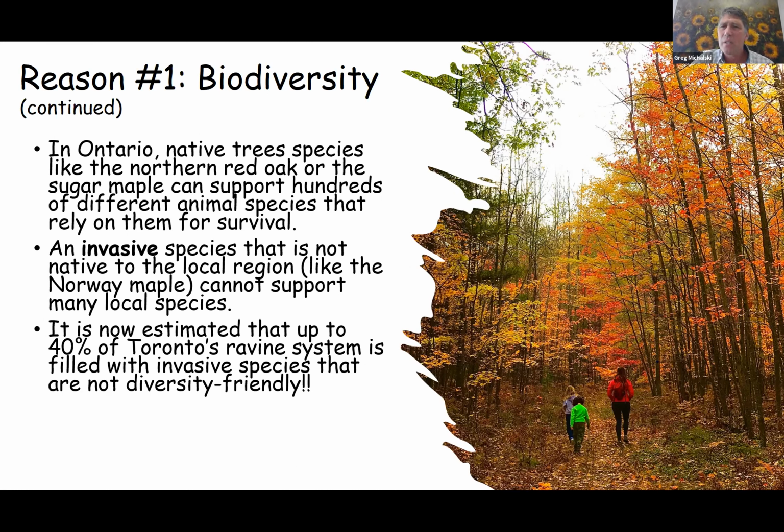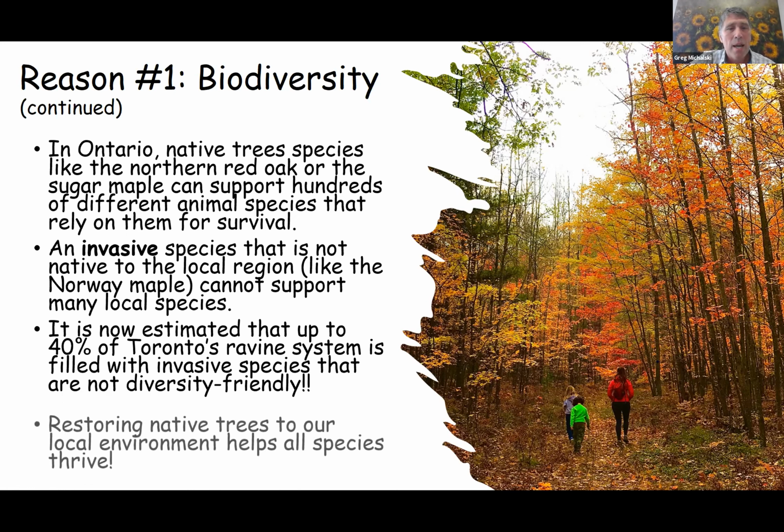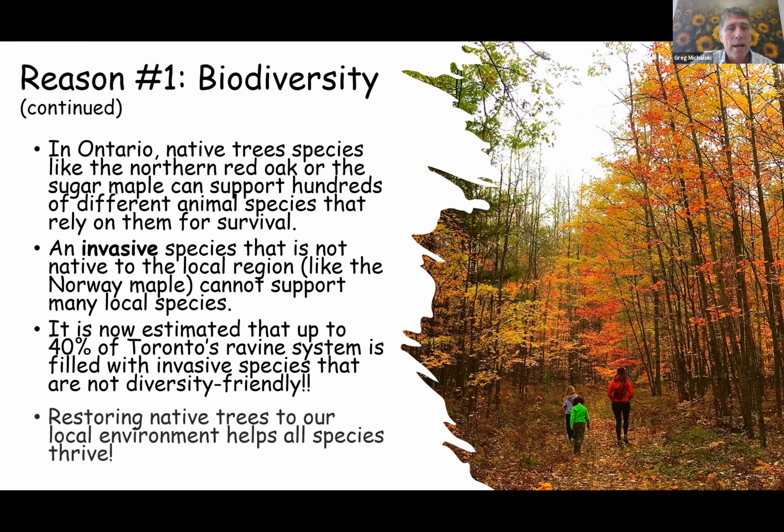So this is something that we really want to bring students' attention to as well, that it's so important to have native trees in there because all the creatures around benefit in a big way. So, all right, that's reason number one.